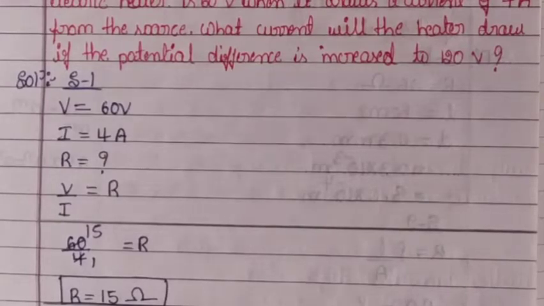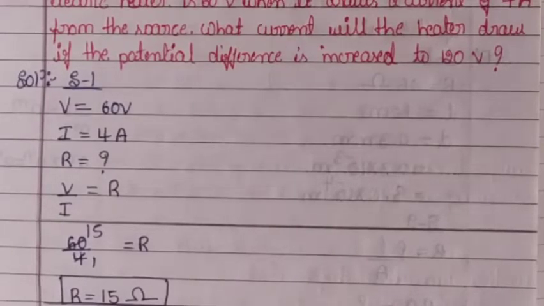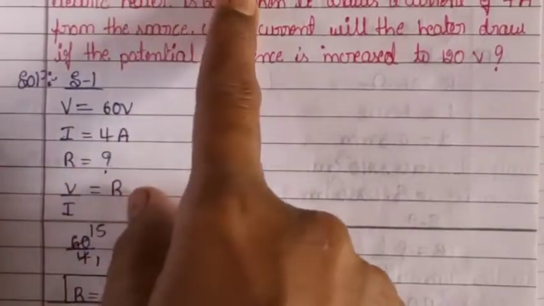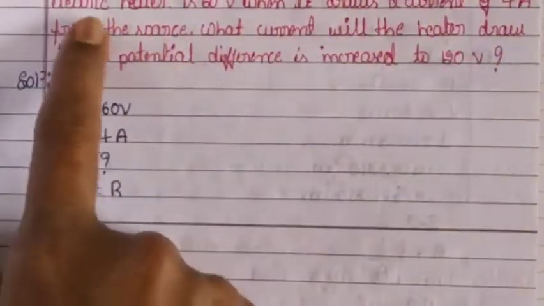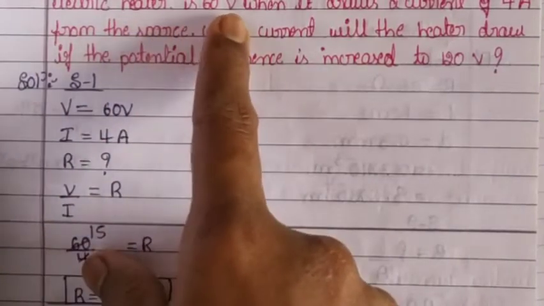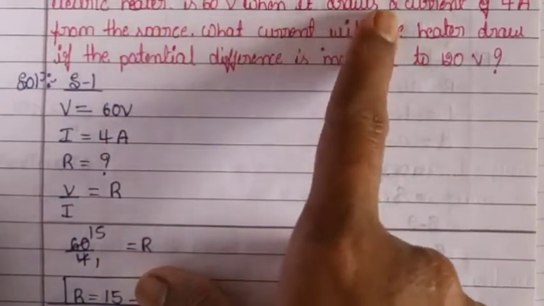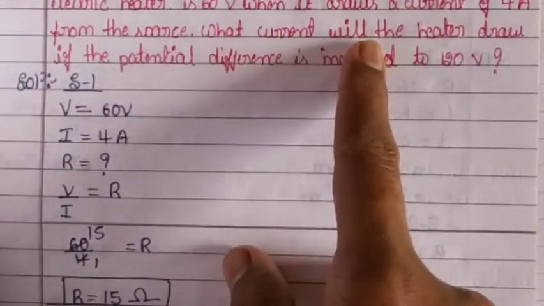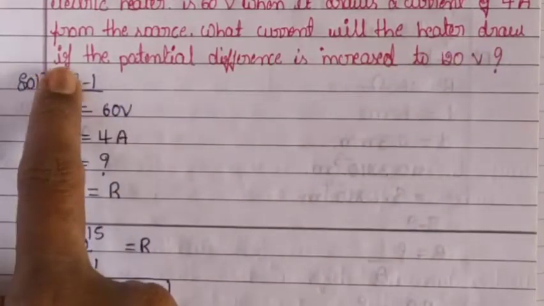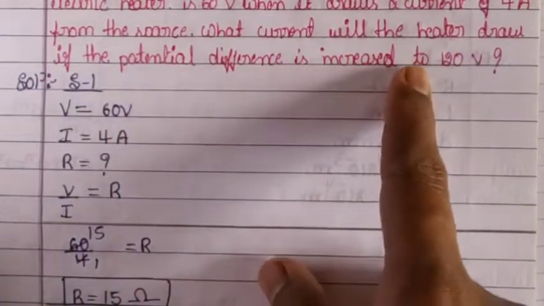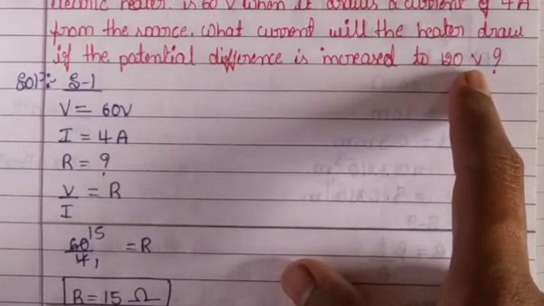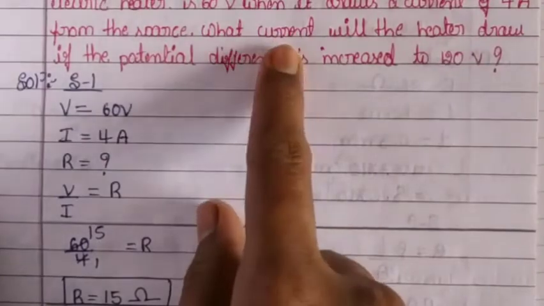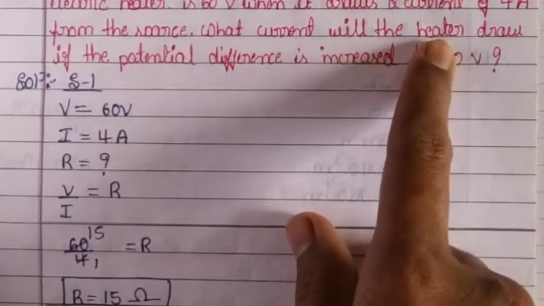Children, now come to the example 12.4 problem. In this problem, what is asked here? The potential difference between the terminals of an electric heater is 60 volt when it draws a current of 4 ampere from the source. What current will the heater draw if the potential difference is increased to 120 volt? Children, here we have to find the current drawn by the heater.